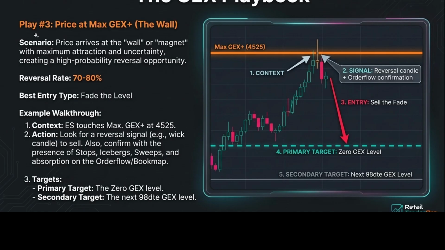Play 3 is when price is at max Gex positive, or at the wall, like here. In this case, the price arrives at the wall or magnet zone with maximum attraction and uncertainty, creating a high probability reversal opportunity. This reversal rate is 70 to 80% probability in comparison with breaking this level.